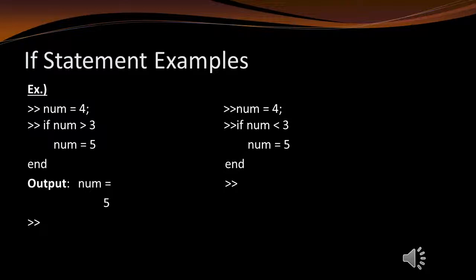If statement examples. In the example on the left, num equals 4. The condition checks if num is greater than 3. Because the condition is true, the action of num equals 5 is executed. The statement then ends. In the example on the right, num equals 4 again, but because the condition of num is less than 3 is false, the action is not executed and the statement ends.